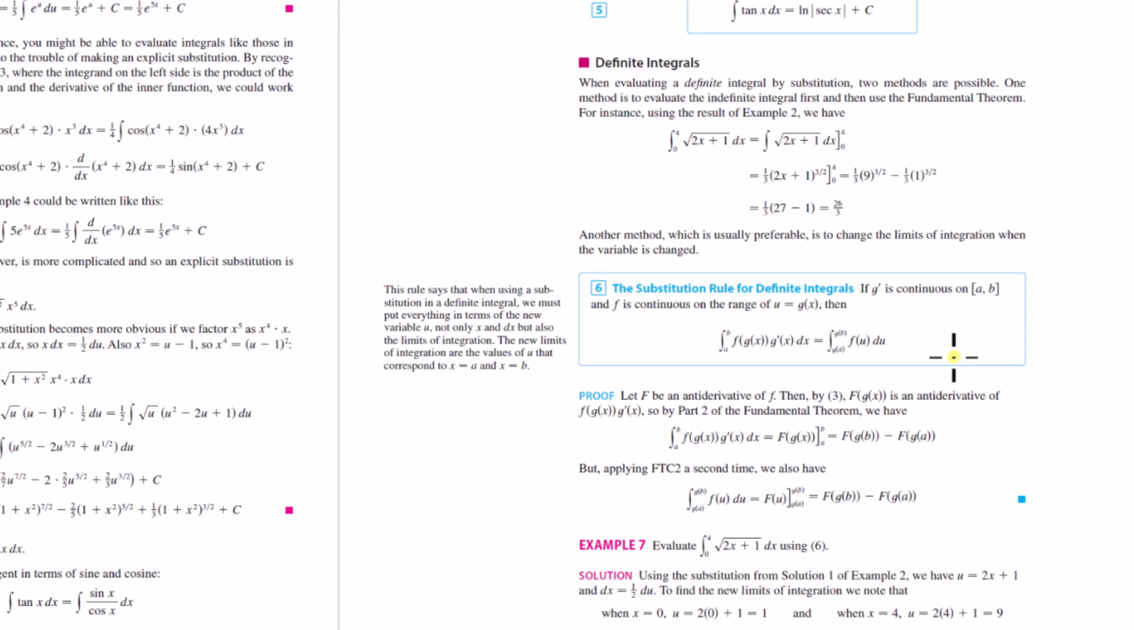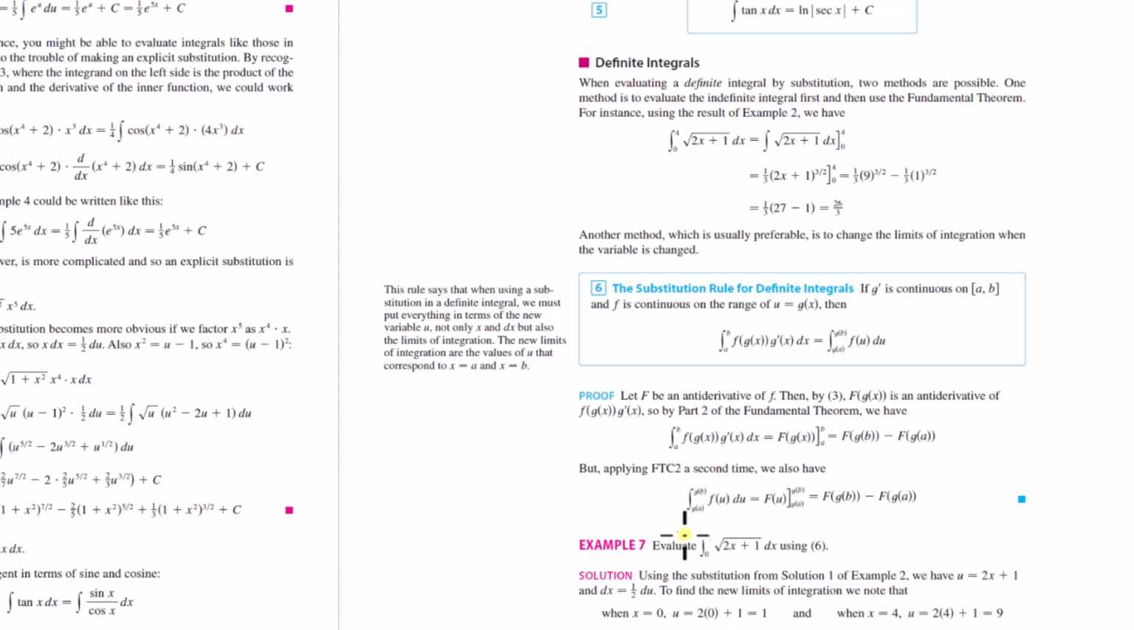Then you get the antiderivative based on the variable u, and once you have that, for a definite integral, you don't have to switch back to the x variable. You can just do the capital F of u at the new limits of integration, and you get the same answer, right?